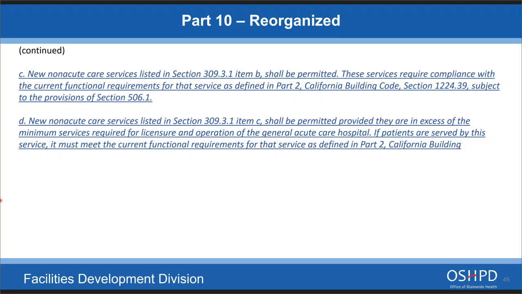New non-acute care services in item C shall be permitted provided they are in excess of the minimum service required for licensure. Okay, if patients are served by this service, it must meet the current functional requirements for that service. Again, if you're reusing a patient unit, an old med-surg unit for outpatient observation, a lot of the functional requirements are already in place. They don't need to meet current code. As long as they were installed in compliance at the time they were built, they can continue to be reused.